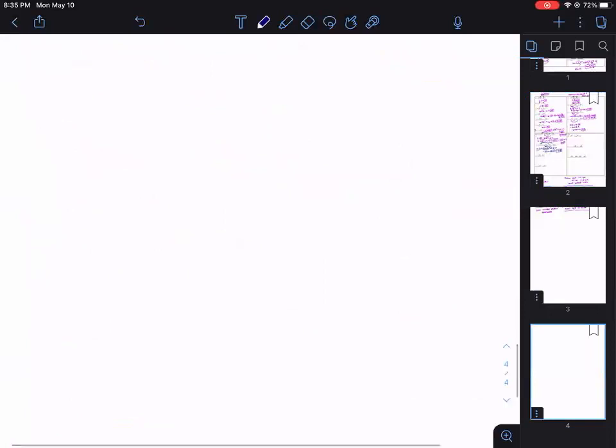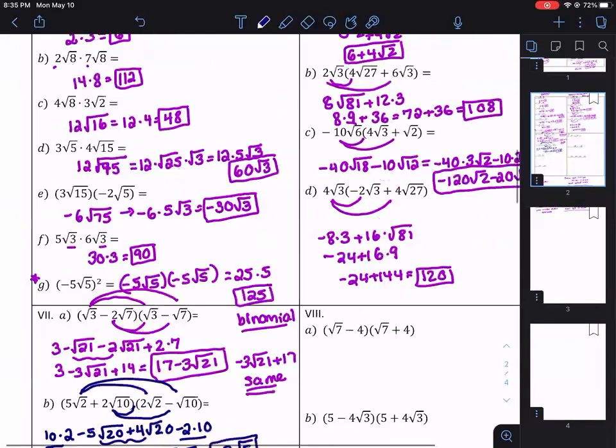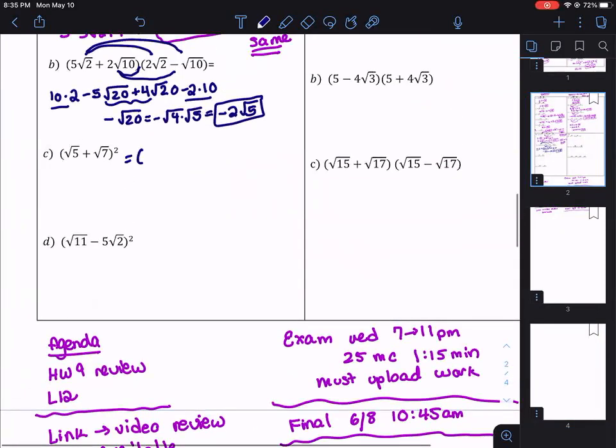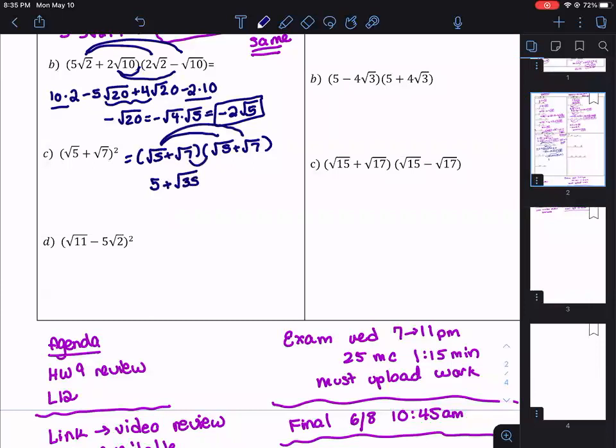For letter C, we're going to have a binomial squared. A binomial squared is that value times itself. Okay, and again, we will apply that same property. So radical 5. This is going to be a radical 35. This is a radical 35. And this would be a plus 7. We're going to end up with 12 plus 2 radical 35. There is no square in 35 that would simplify.